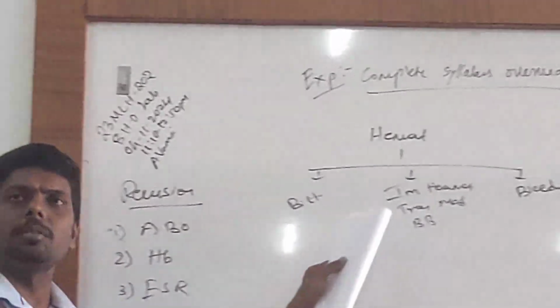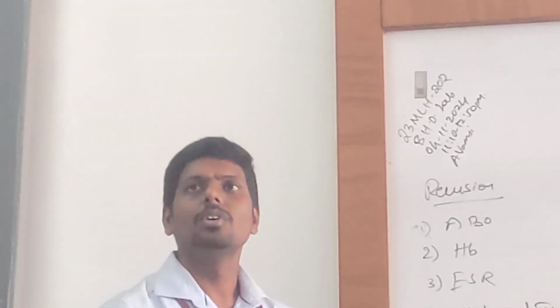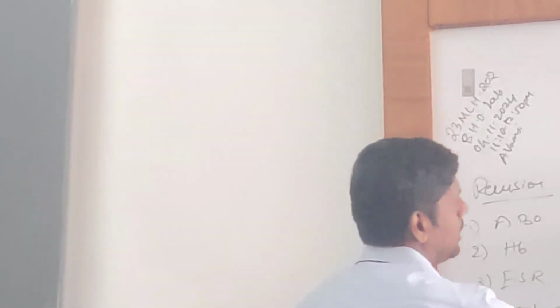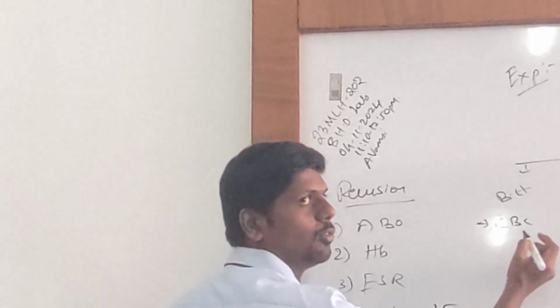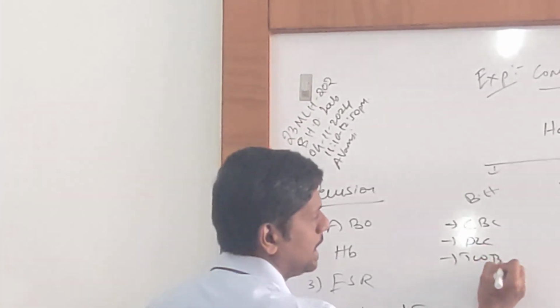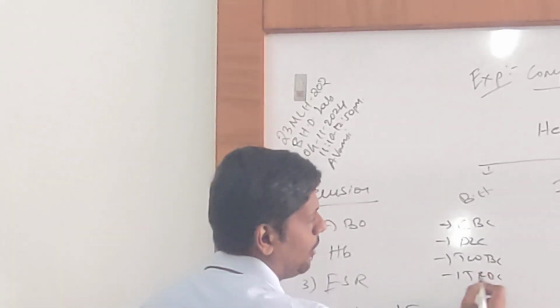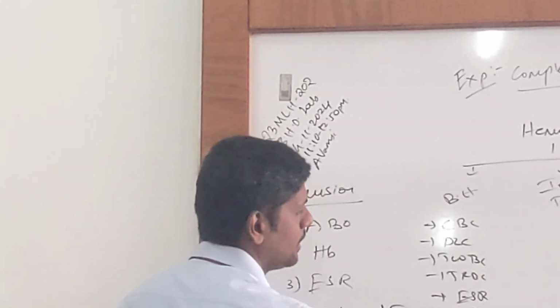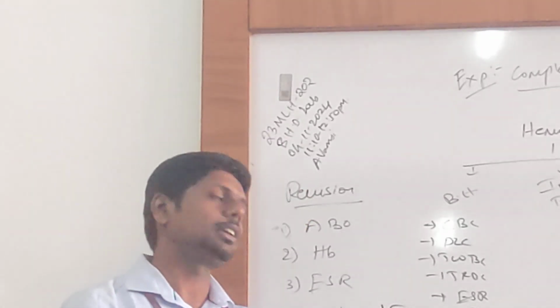So now tell me, what are the basic hematological tests we have? What tests will you perform in basic hematology? CBC is the core for all these things. DLC, TWBC, TRBC. What else will you perform here? ESR, PCV. Do you know the difference between PCV and ESR?